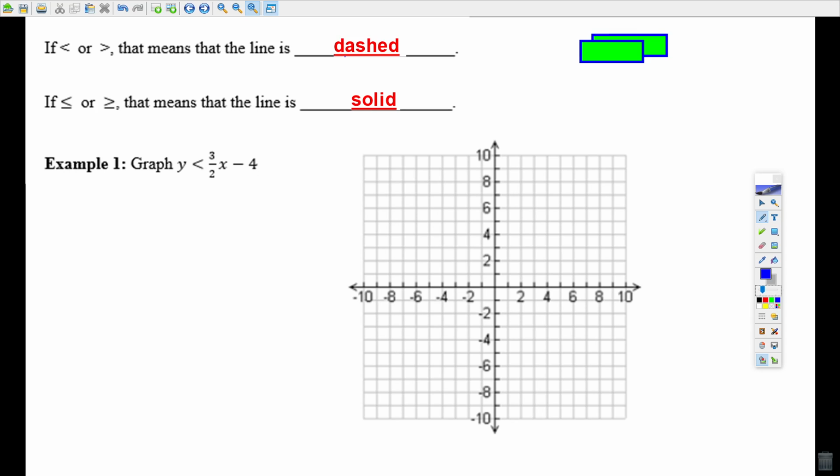How do we graph this as if it were y equals? We just take our y-intercept, because it's in slope-intercept form essentially. That would be at -4, so you put a dot at -4. And then we're going to go up 3 over 2. 1, 2, 3 over 2. 1, 2, 3 over 2.